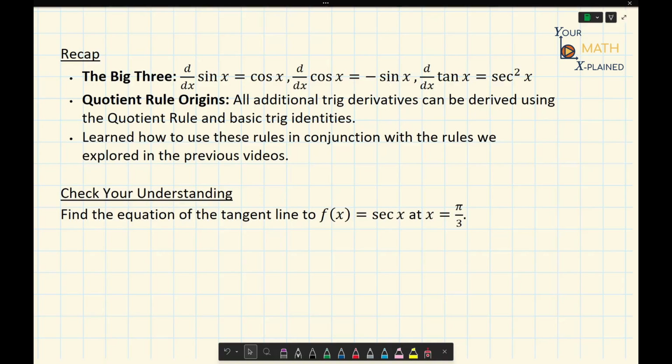And now it is your turn to give this a try. Can you find the equation of the tangent line to the function f of x here at x is equal to pi over 3?